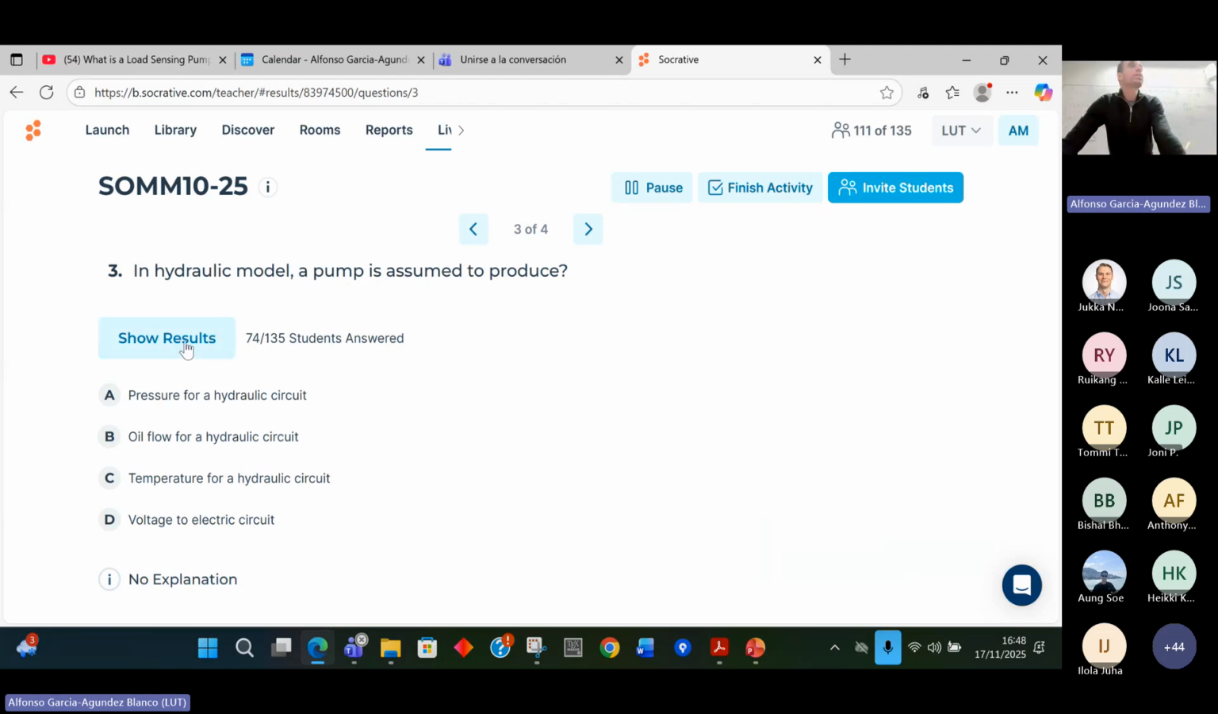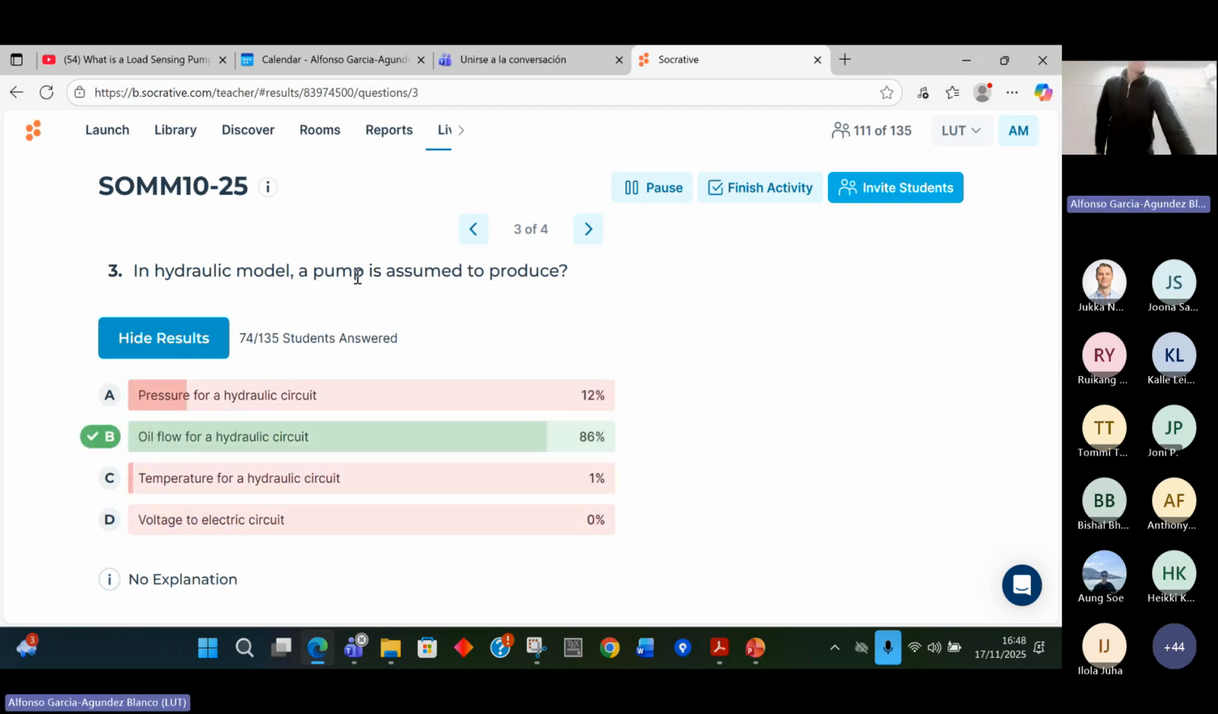What do you think is the correct answer? B, exactly. Oil flow for hydraulic circuit, okay? Still, I'm not able to achieve 100%. I think I have even given you the answer, but okay. What I mentioned is that this oil flow for the hydraulic circuit is constrained, restricted, and with that mechanism, we pressurize the fluid. But what the pump is assumed to produce is the oil flow. Perfect.